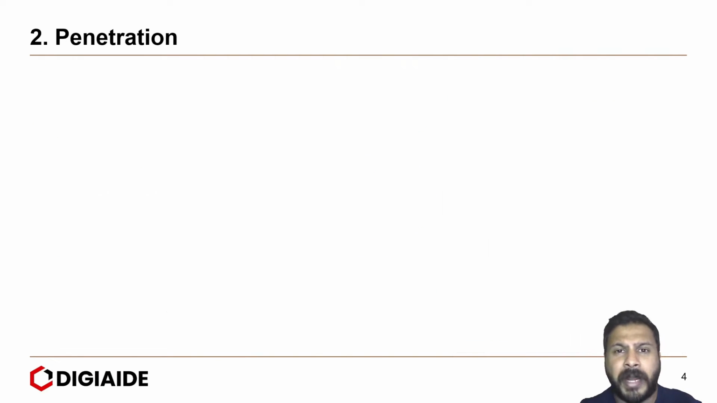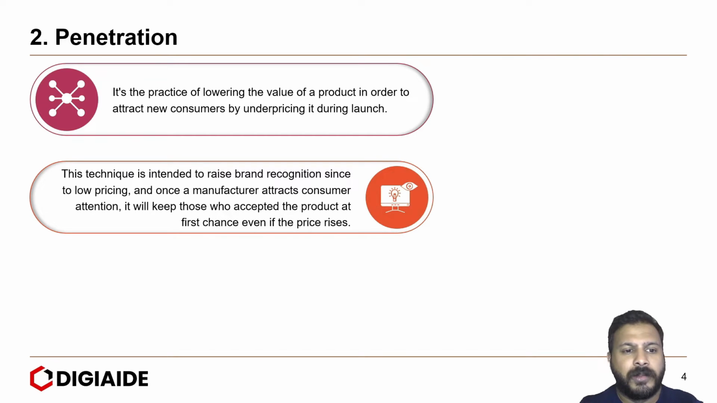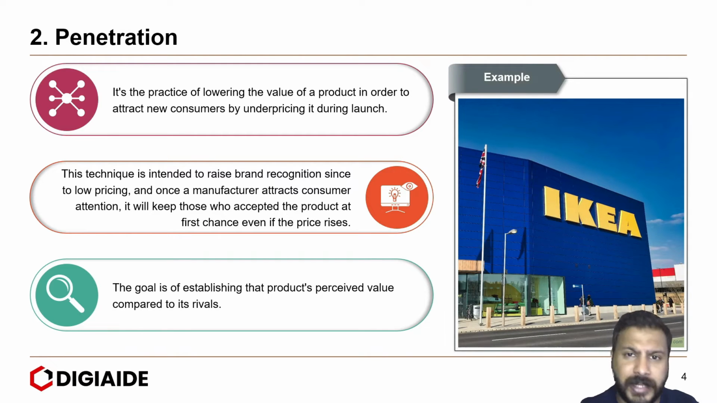Moving on to the next, penetration pricing strategy. It is a practice of lowering the value of a product in order to attract new consumers by underpricing it during launch. This technique is intended to raise brand recognition due to low pricing, and once a manufacturer attracts consumer attention, it will keep those who accepted the product even if the price increases. The goal here is establishing the product's perceived value compared to its rival. And the best example in this case is IKEA.